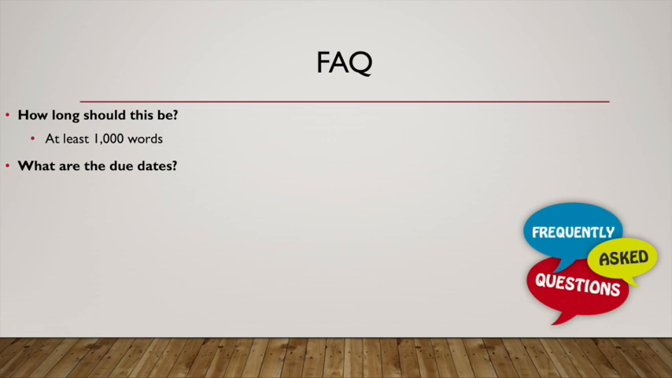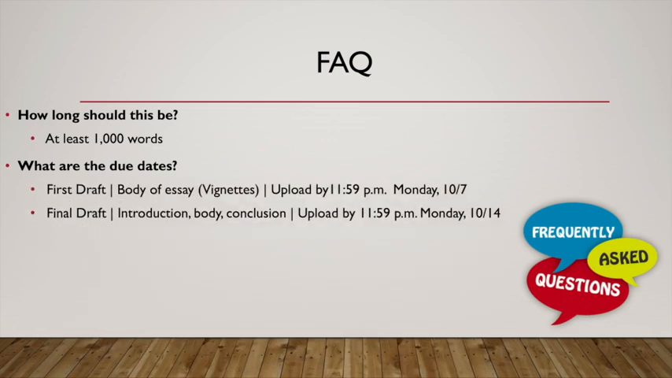What are the due dates for this particular assignment? You're going to focus on getting a couple of pieces in so that we can focus on process. So the first due date that you'll want to focus on is the body of the essay, or the vignettes, which you'll upload by Monday, October 7th. And then we will spend that next week really focused on editing and revising and developing the intro and conclusion, and you will upload the final draft to the essay by Monday the 14th.